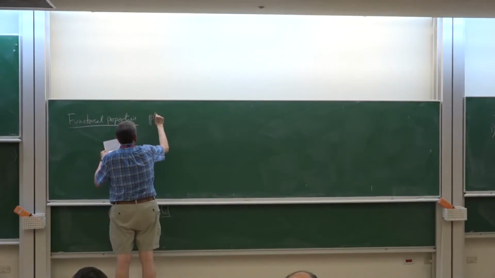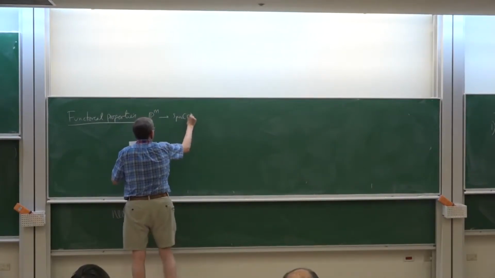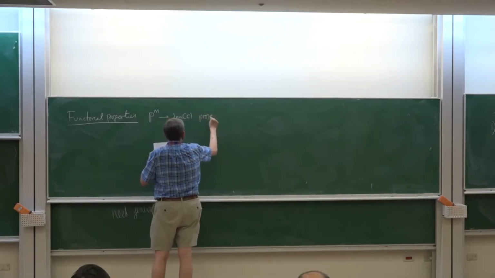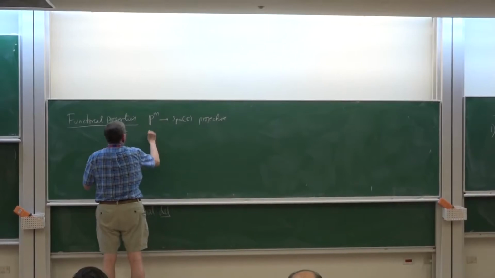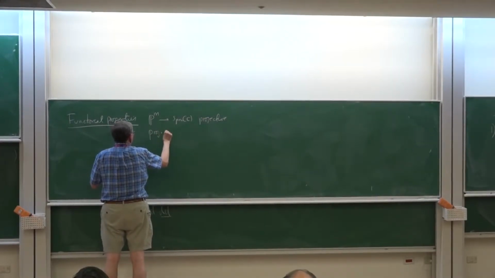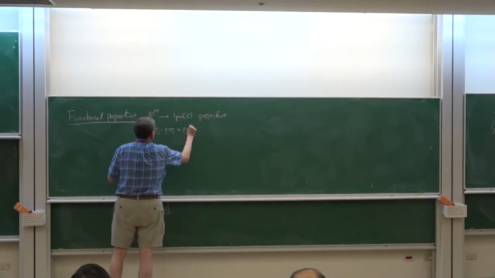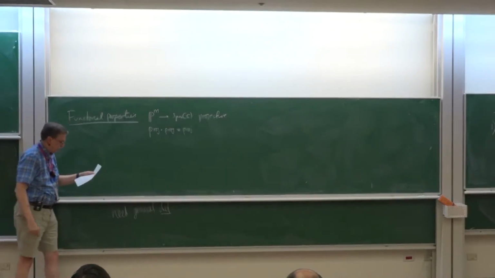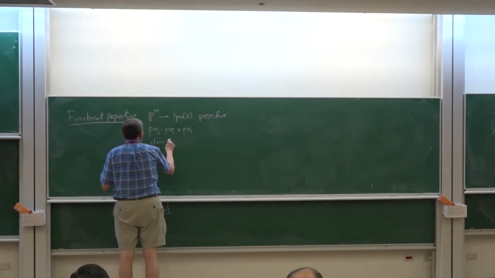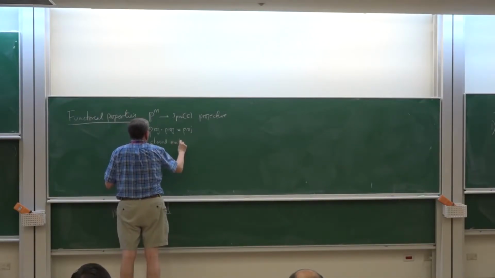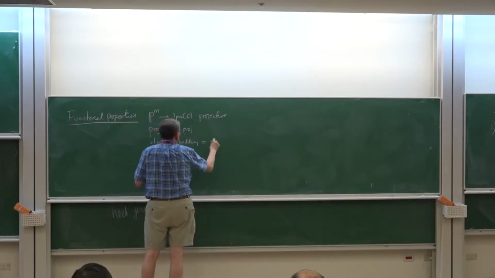So first of all, this is projective. And also, the composition of two projective morphisms is projective. A closed embedding is a projective morphism.